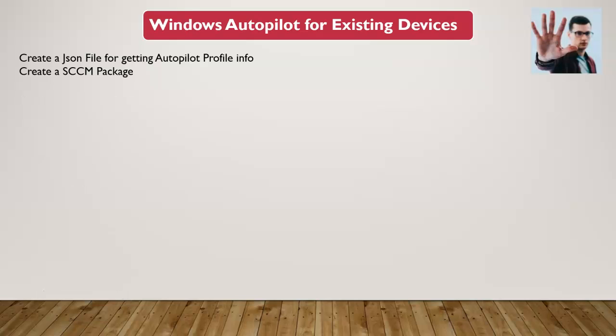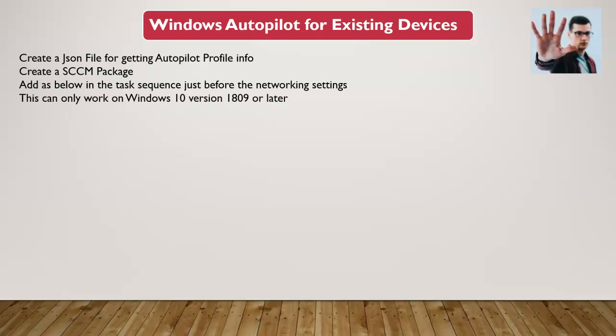So create an SCCM package, and you can call that package just before the networking settings within your task sequence. It can be a standalone task sequence, or it can be your MDT integrated, but call it just before the networking specific settings so that it's going to work out. Also, this can only work on 1809 specific. It doesn't work on below 1809.